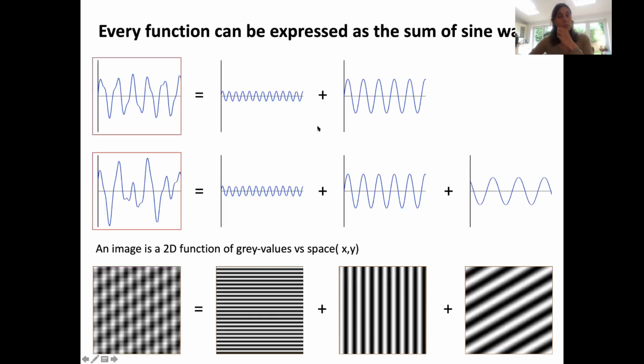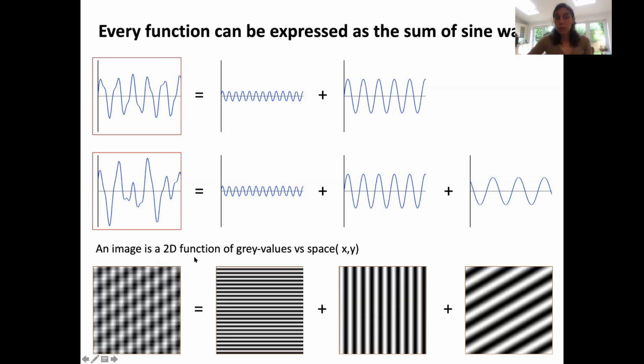let's start with this very, very basic concept, which is that any function can be expressed as the sum of sine waves. Now, for example, this is a one-dimensional function that can be expressed as the sum of these two basic sine waves. Here we have another function which looks more irregular, which is the sum of 3, and so on and so forth. We can have a much higher number here.